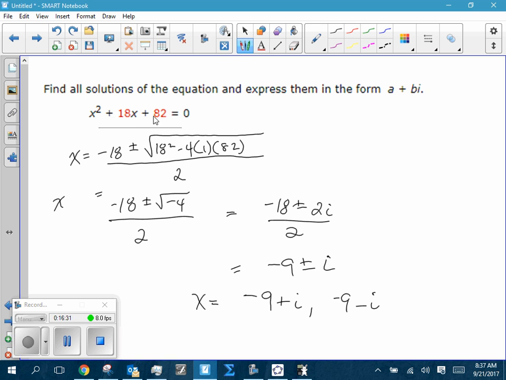Geometrically, graphically, what does that tell me? If these two things are complex numbers, what does that tell me about my parabola? What does it not do? Yeah, it does not touch the x-axis. And that's something we always want to think about in the back of our minds when we look at an equation. Because what does the math tell me about the graph, and what does the graph tell me about the algebra? I always want to be able to relate the two.